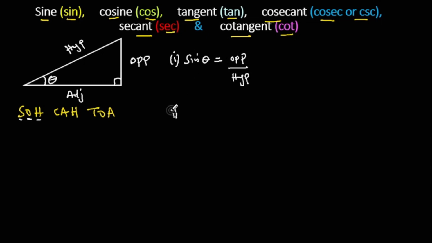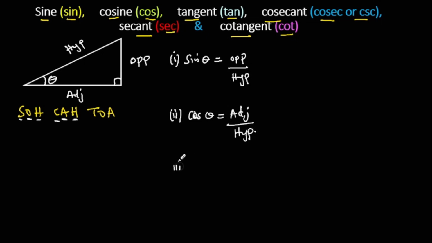The second ratio is going to be the cosine, and you're going to use the CAH part of the SOHCAHTOA. CAH means the cosine of angle theta is going to be equal to adjacent divided by hypotenuse. It's going to be adjacent divided by the hypotenuse.